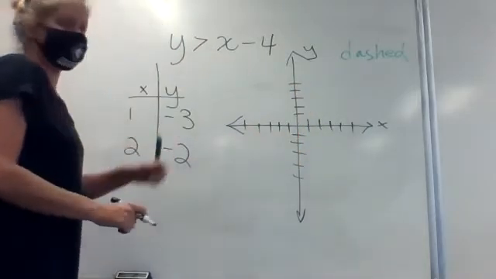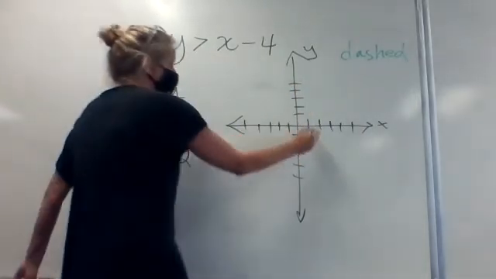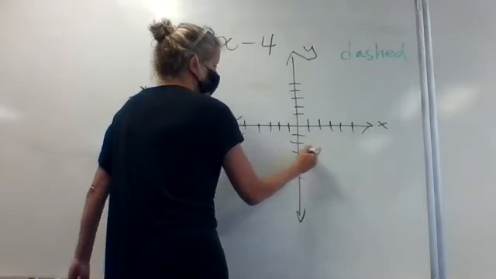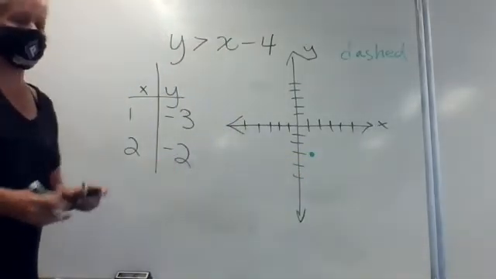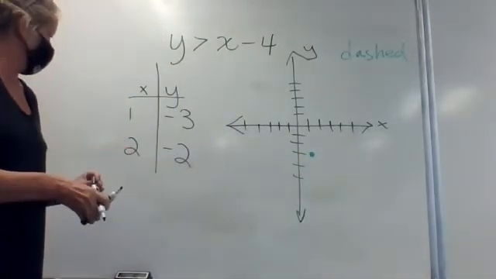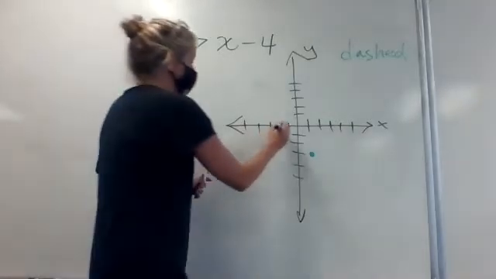So there's a point at 1, -3. So to the right 1, down 3. There's another point at 2, -2. So to the right 2 and down 2.